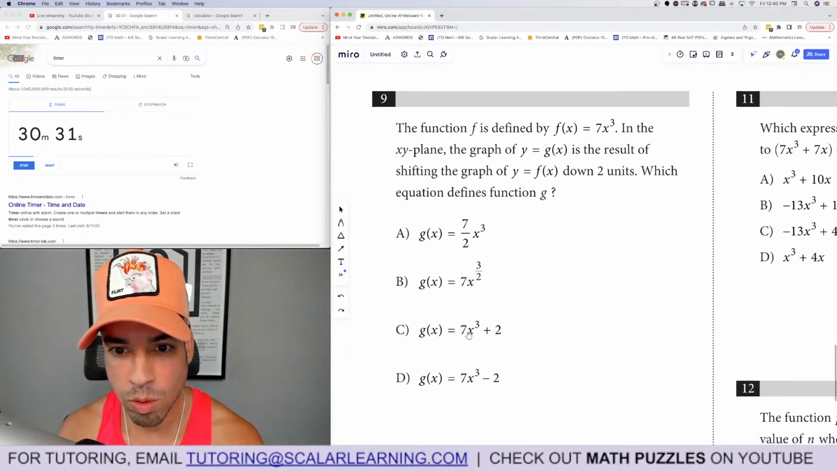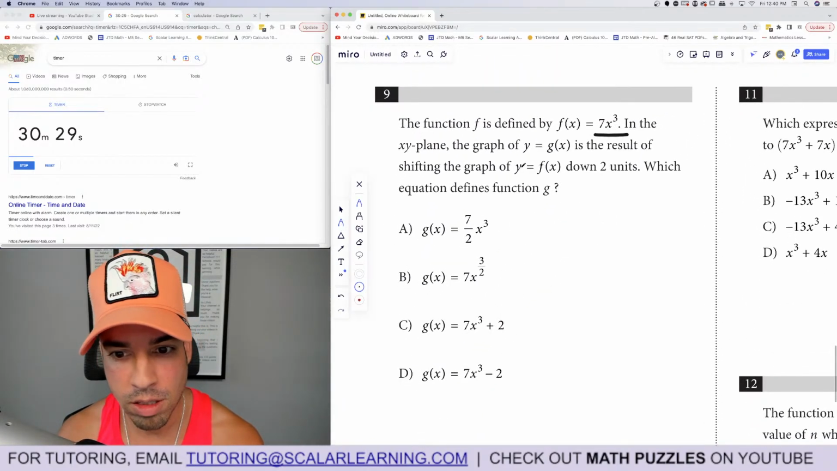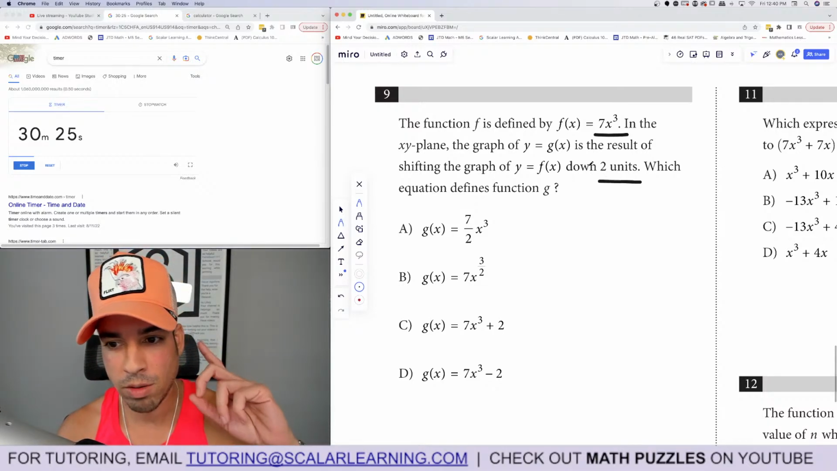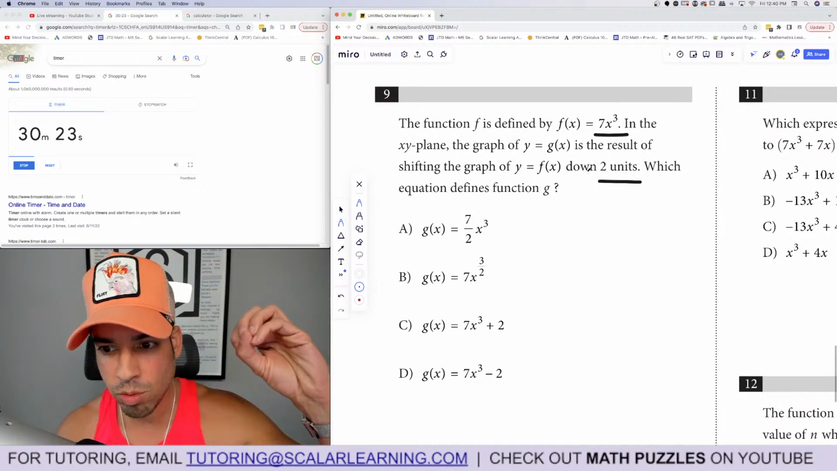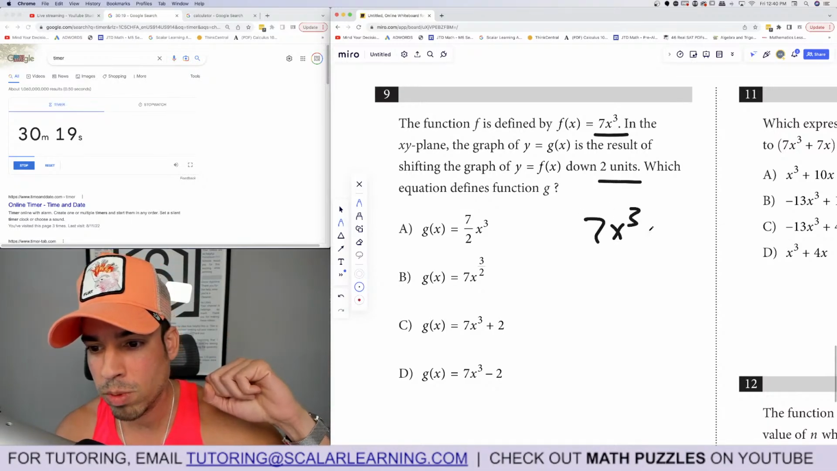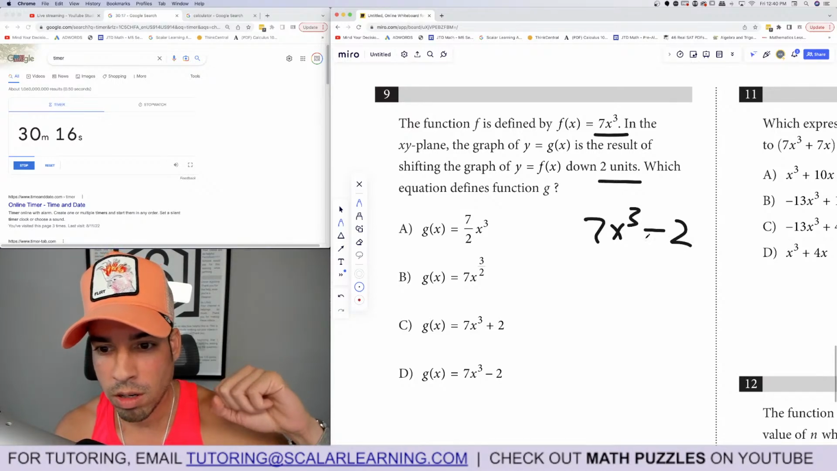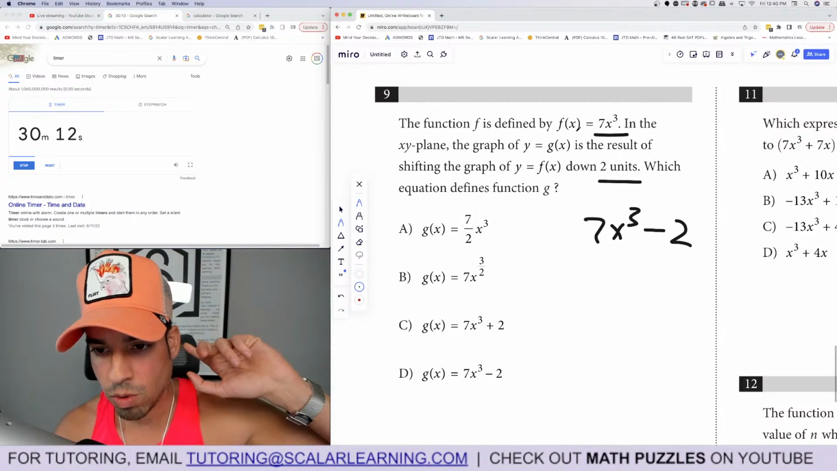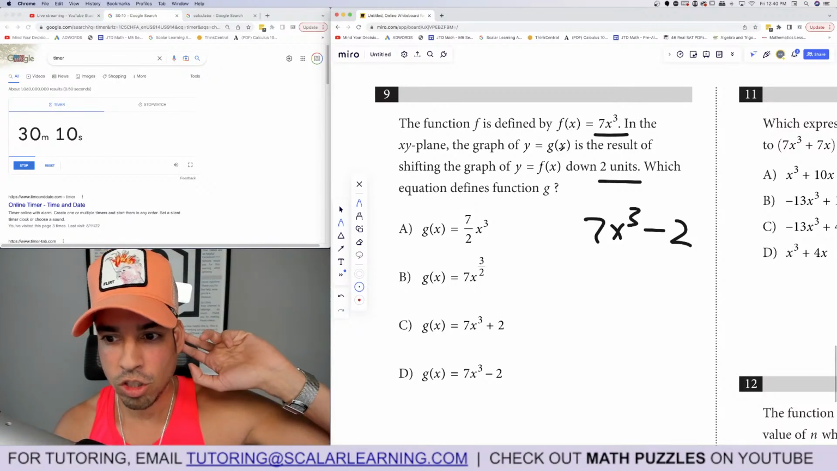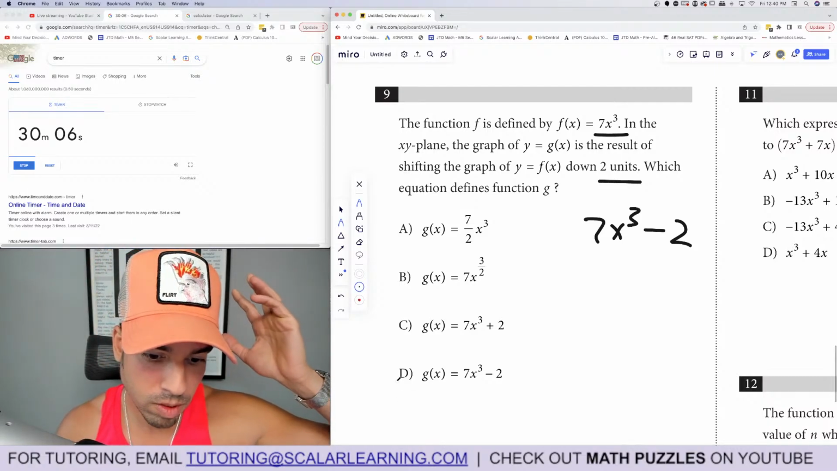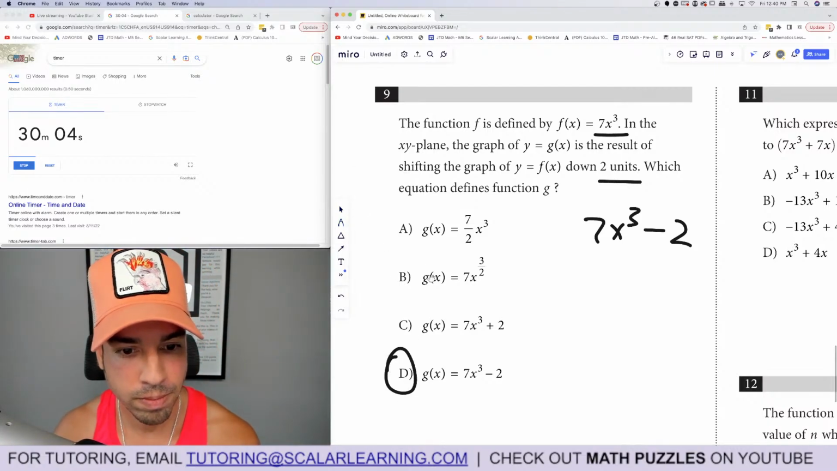Number 9. Let's go. The function f is defined by this. In the XY plane, the graph of y equals g of x is the result of shifting this down 2 units. So it's the same as 7x cubed minus 2. And that's it. Wait, hold on. Let me make sure I understand this. I don't want to rush. f of x equals this. g of x is shifting f of x down. That's it. D is the winner. Done.